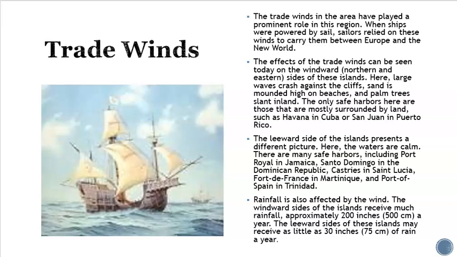Rainfall is also affected by these winds. The windward sides of islands receive a lot of the rainfall, and the leeward sides not so much. So the windward sides have the wind, hence windward. They have the wind and the rain, and then the leeward sides are a lot more gentle and mild with safe harbors.